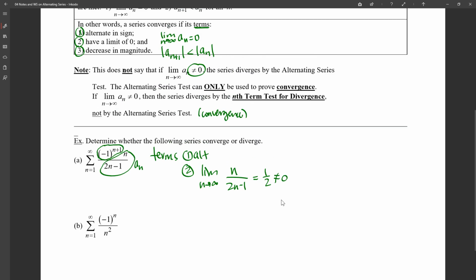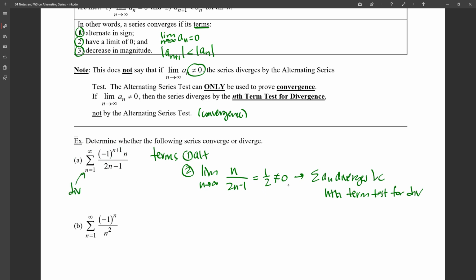All right, so let's look up here. In order to use the alternating series test, this limit must be equal to 0. Well, I have this limit is not equal to 0. So I stop right there. This series diverges because of the nth term test for divergence. Okay, so this series here actually diverges.